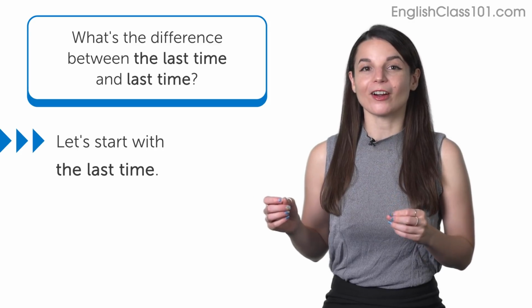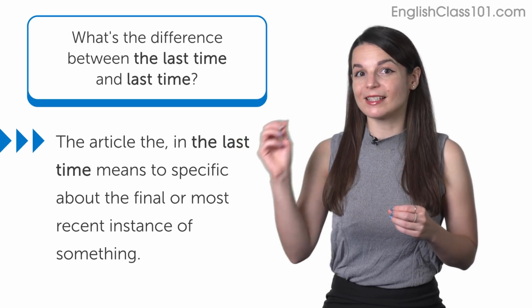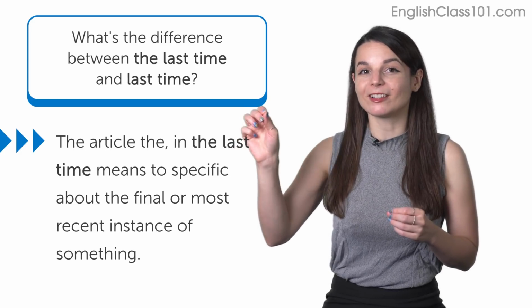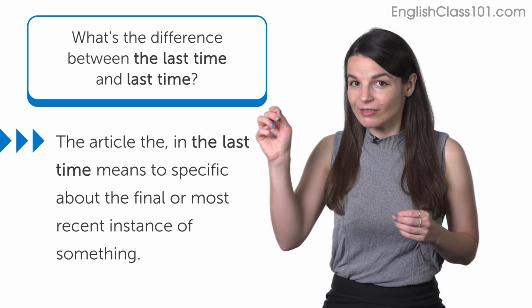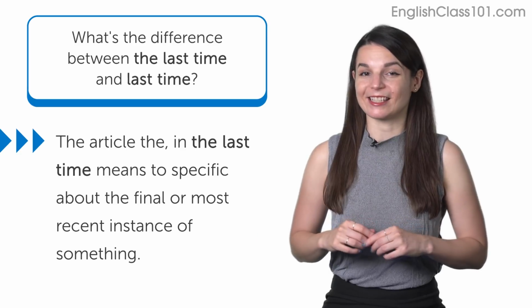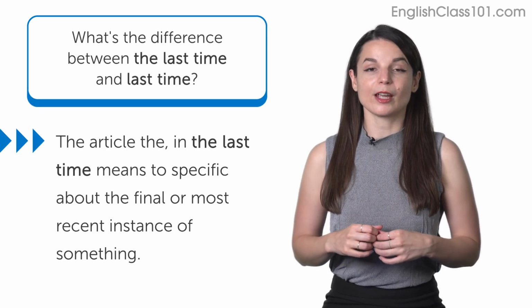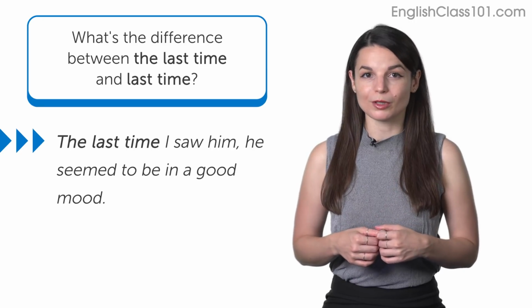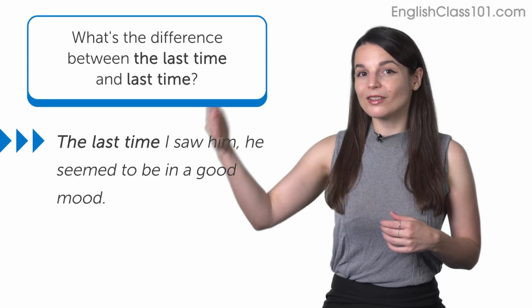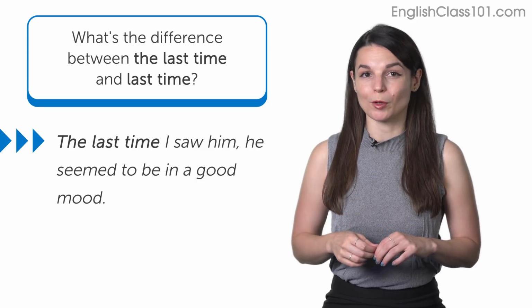So when we have this article, "the last time," it means we're being specific about the final instance of something, or we want to talk about specifically the most recent instance of something. We can use this in two ways like this. For example, the last time I saw him, he seemed to be in a good mood. This means in the previous instance of meeting this person, he seemed to be in a good mood.